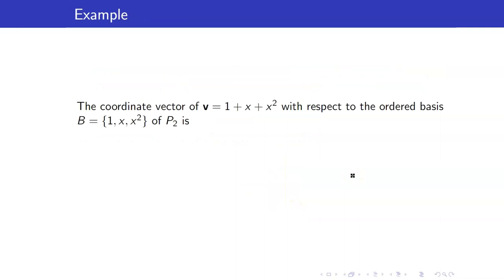So for example, let us consider the coordinate vector of V equals 1 plus x squared with respect to the ordered basis 1, x, x squared of P2. What will be the coordinate vector of V? So remember that we are listing the coefficients of 1, x, and x squared that appear in this linear combination. So hence, this is equal to (1, 1, 1) because V is 1 plus 1 times x plus 1 times x squared.